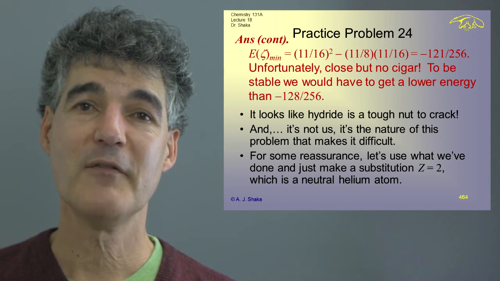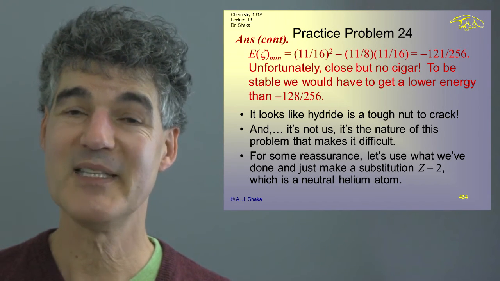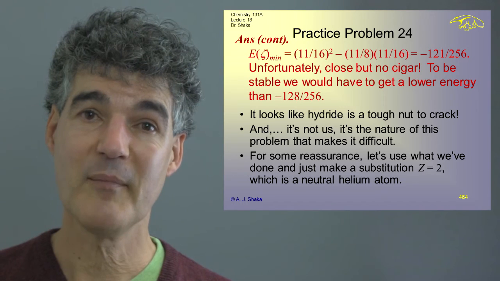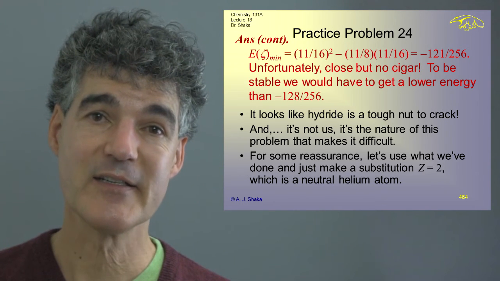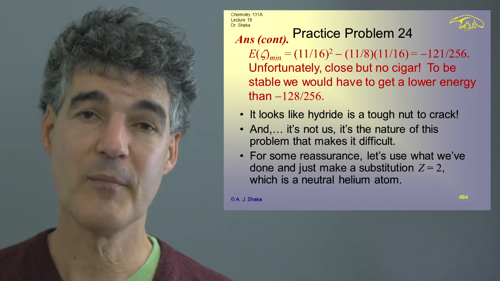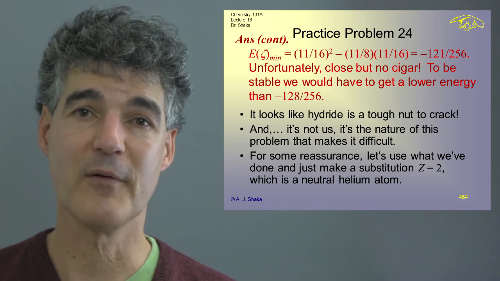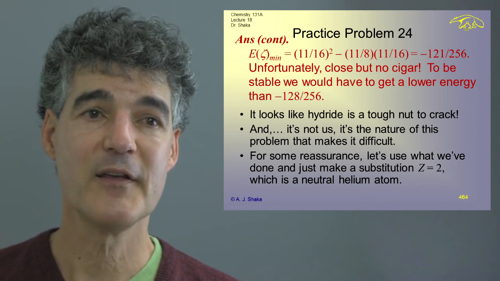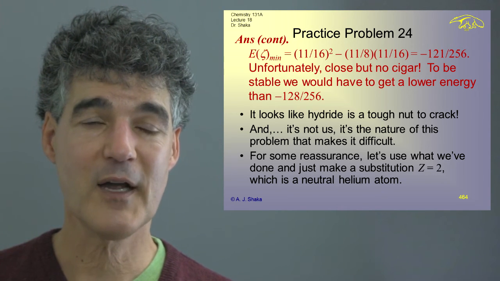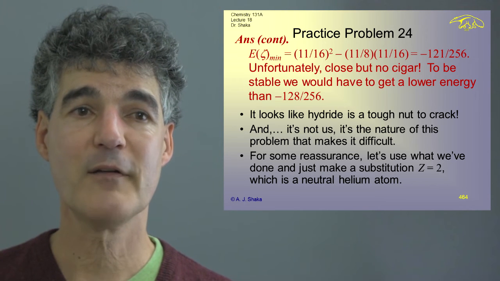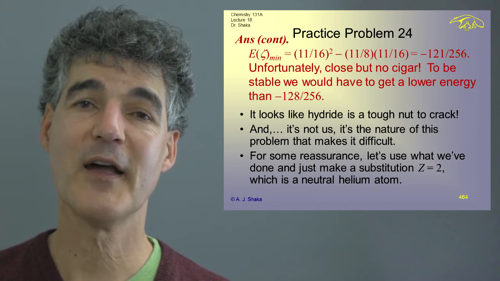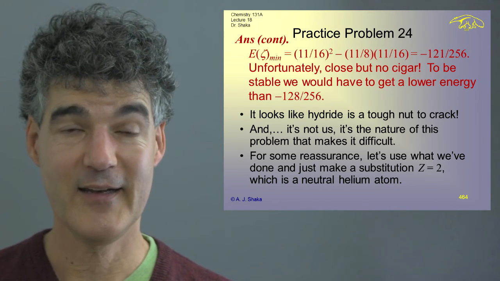So there's no joy in Mudville here, because to be stable, we would have to get an energy lower than minus 128/256. We're at minus 121, which is much better than the 3/8 we had before. That was pretty bad. This is better for sure, and that shows that we're closing in on the correct way of looking at the problem. But unfortunately, it's not good enough. It looks like hydride then is a tough nut to crack, and indeed it is.